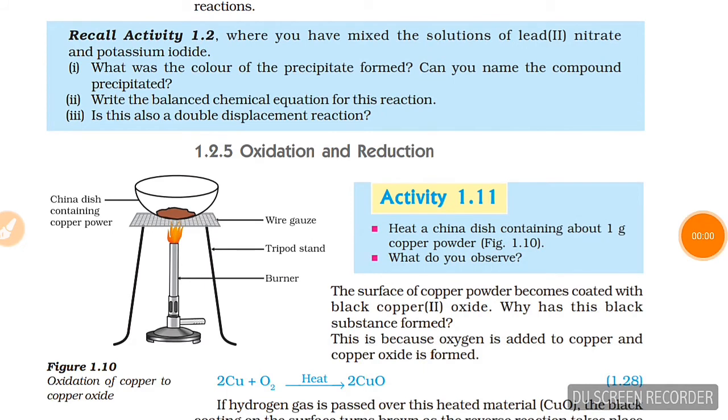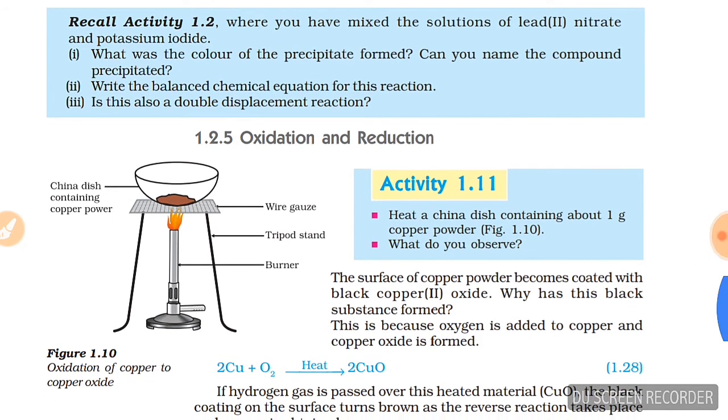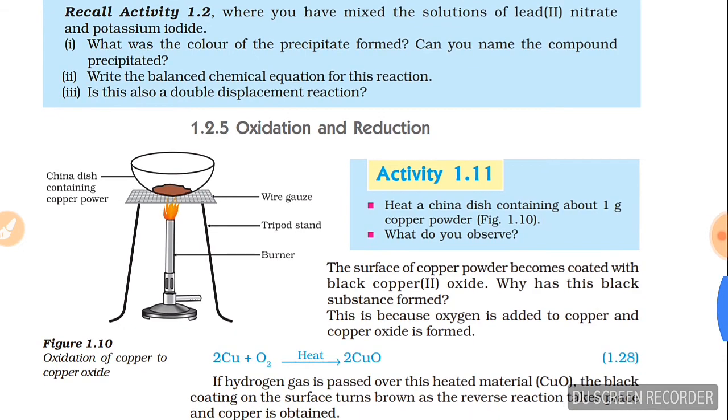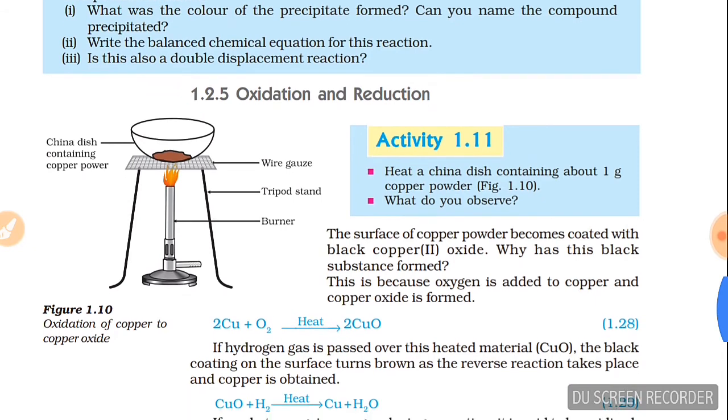Now here are some questions. They are asking, when the lead nitrate solution, that is Pb(NO3)2, is mixed with potassium iodide, that is KI, what will form? Lead iodide will form plus potassium nitrate. So the precipitate will be of what? The precipitate will be of yellow color and it will be of lead iodide, PbI2. And this is a double displacement reaction.